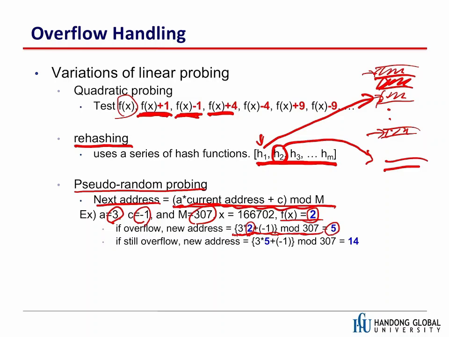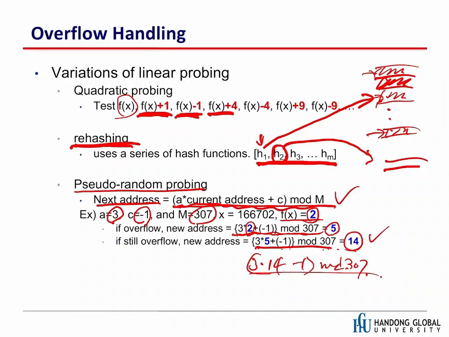Then we check bucket 5, and when bucket 5 is full, then we apply this equation one more time. So 3 times 5 minus 1 modulo 307. So now we check 14, and if this one is full too, then we apply this equation one more time, like 3 times 14 minus 1 and modulo 307. And we keep doing this until we find an empty slot. Okay, so this one is rehashing.